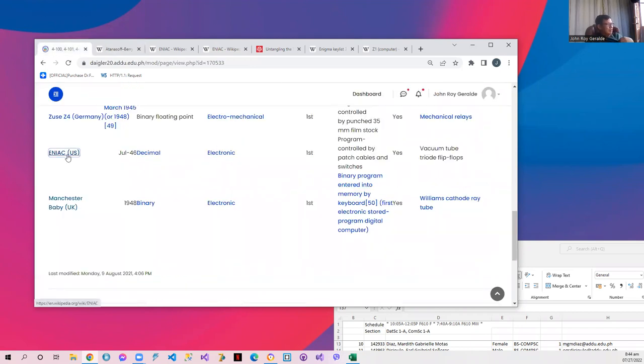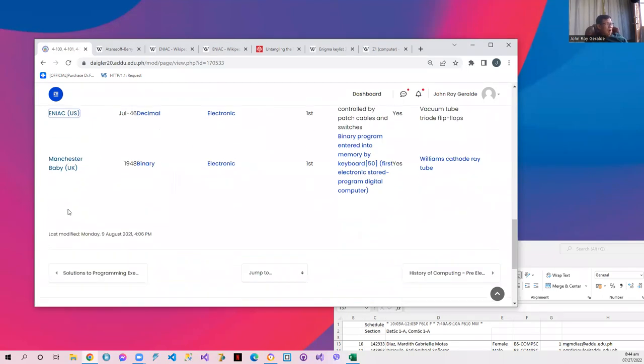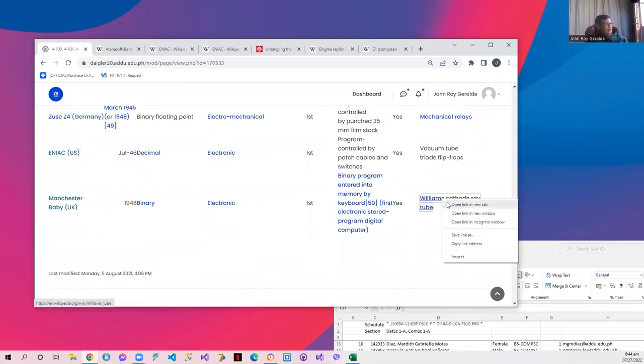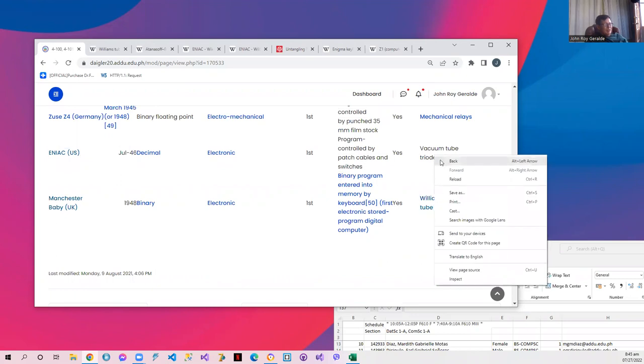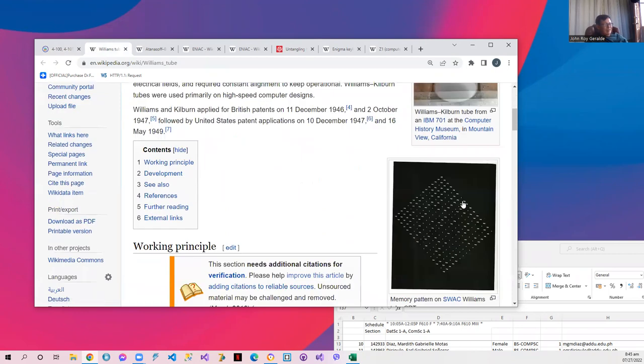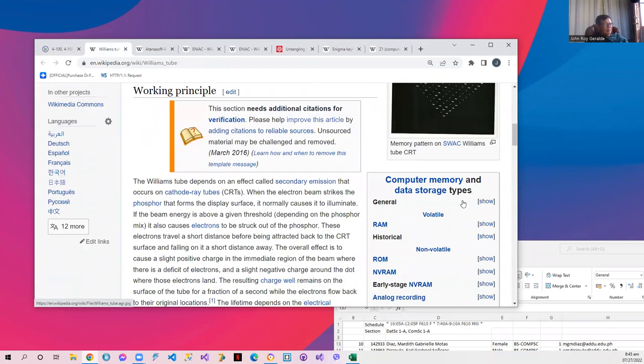No? So ENIAC was developed. And then in 1948, Manchester Baby was developed in the UK. This was an offshoot of the bomb. No? You follow? This is the first computer that uses the Williams cathode ray tube. The ENIAC uses vacuum tube triode flip-flops. What are the differences? Yung mga Williams tubes are smaller. Ito na. No? Do you follow? Pero malaki pa rin.